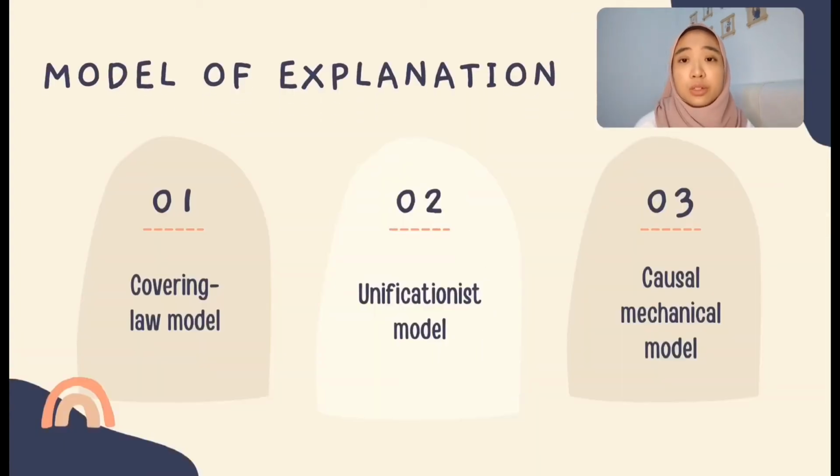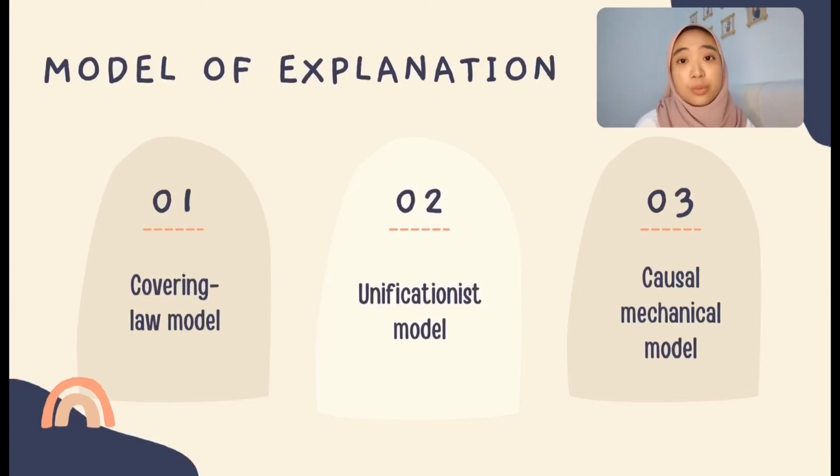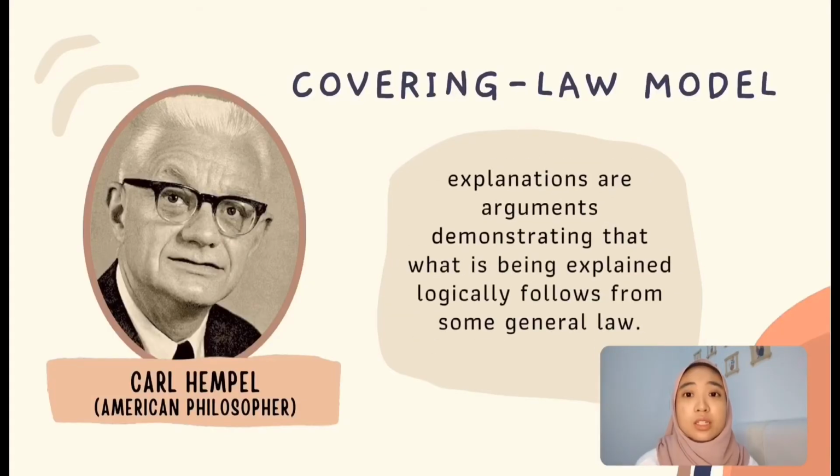Starting with the work of Carl G. Hempel in the 1960s, philosophers of science have articulated three main models. Let's get to know what the three main models are. The first model is the covering law model. According to the covering law model, explanations are arguments demonstrating that what is being explained logically follows from some general law.